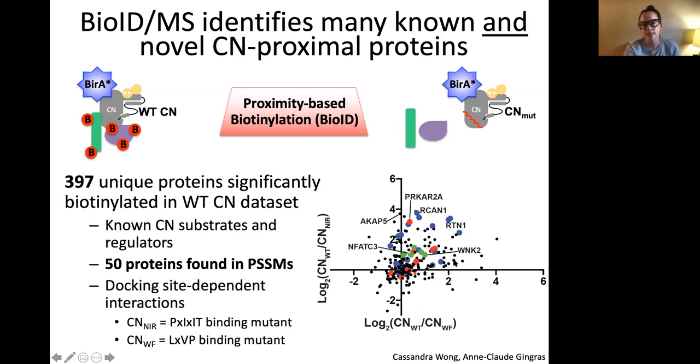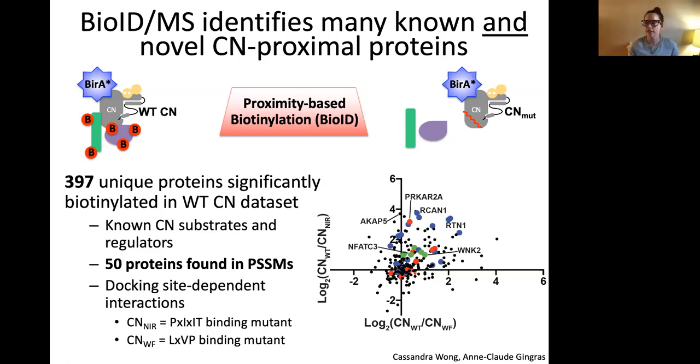And that is where we see a large number of significantly biotinylated proteins, including a lot of known calcineurin substrates and interactors, which I'm highlighting here. And then the colorful circles are showing you the proteins where we found SLiMs via our PSSM approaches. So you can see that those are really nicely partitioning along with that docking site dependent biotinylation.